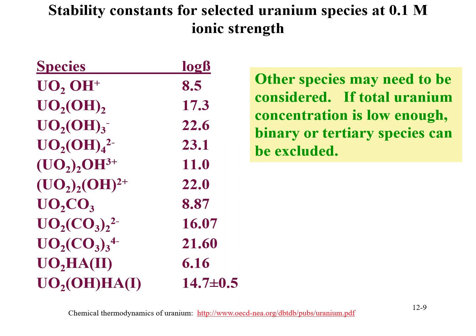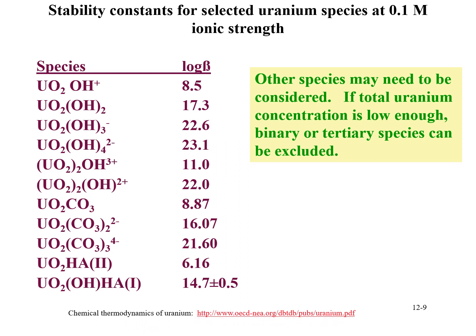Lucky for us, there are extensive databases available that provide complexation constants for a number of species. And here are listed some of the relevant complexation constants for the uranium species that we've discussed. So here are the hydroxides, here are the carbonates, here are the humic acids. A lot of this data is available for uranium from the chemical thermodynamics of uranium. The link is listed here. The link is also on the web page.